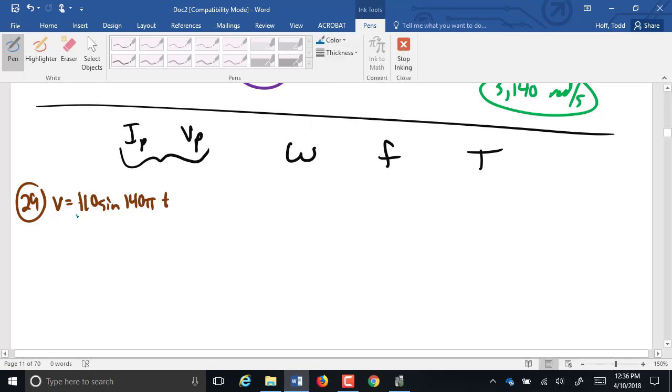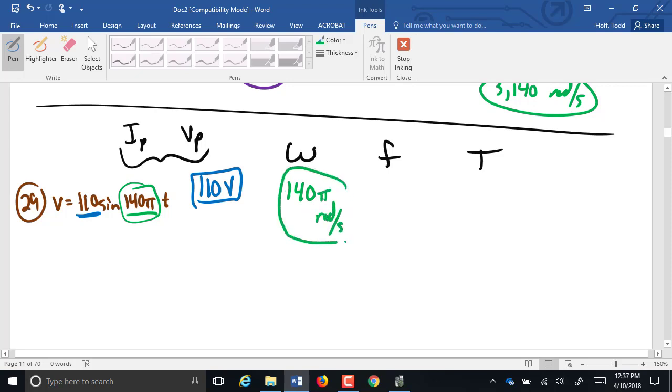So the peak is always this number multiplying the sine. So the peak is 110. It's in volts, so it's voltage we're looking for, so that's 110 volts. This right here is the angular velocity. 140 times pi is the angular velocity, 140 pi radians per second. Frequency is found by taking that angular velocity divided by 2 pi. Well, the pi's cancel out. What's 140 divided by 2? 70 hertz is our frequency.